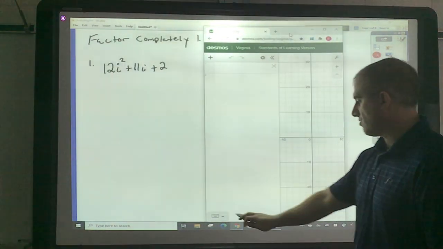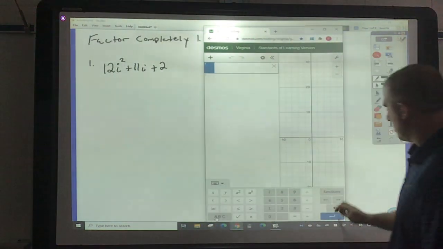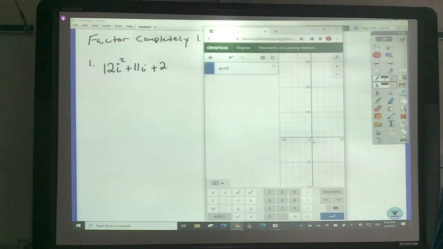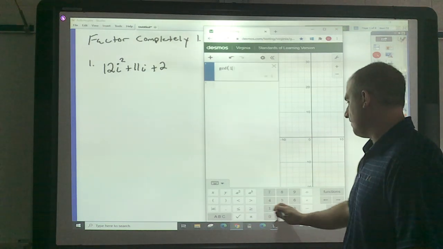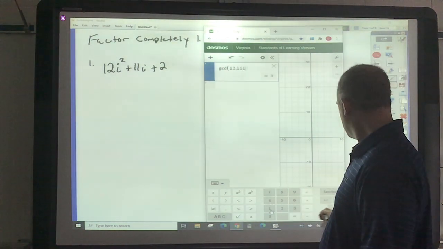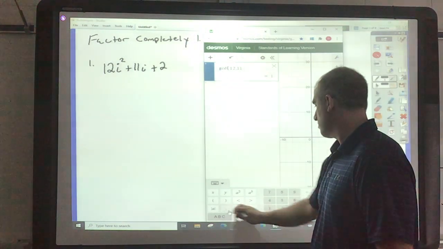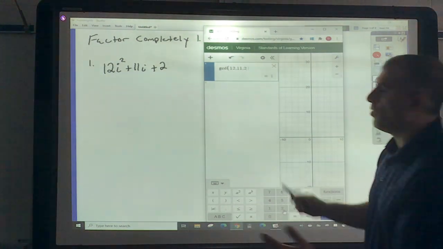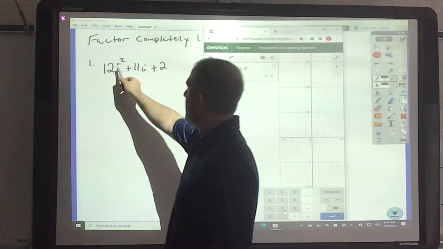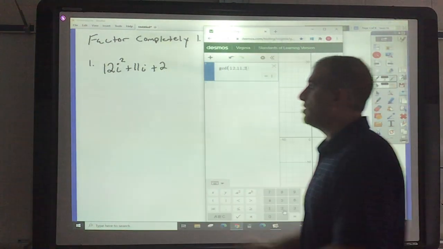As a reminder, you go to keyboard, you go to functions, you select miscellaneous, GCD. 12, 11, and 2. Now it's 1, so that means I don't need to take any number out. Do they have a letter in common? They have i, but not in all of them, so there is no GCF.